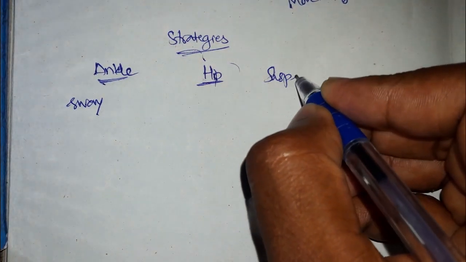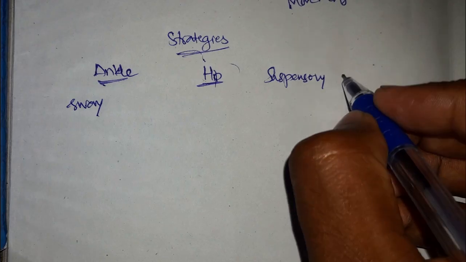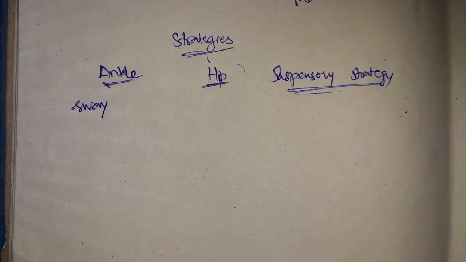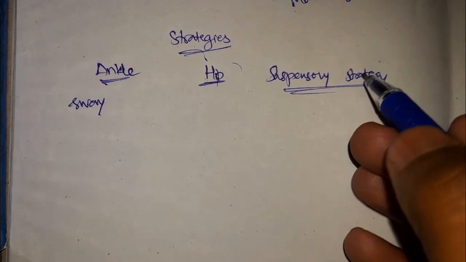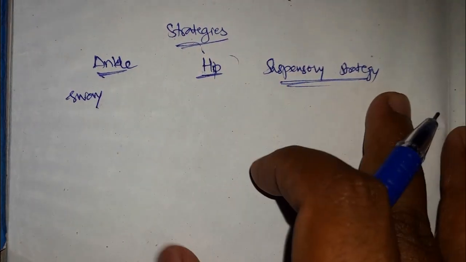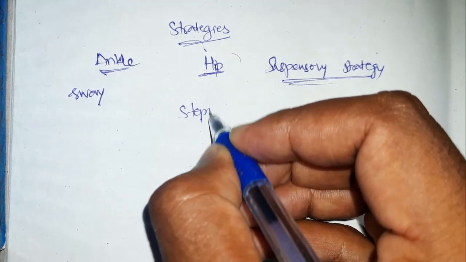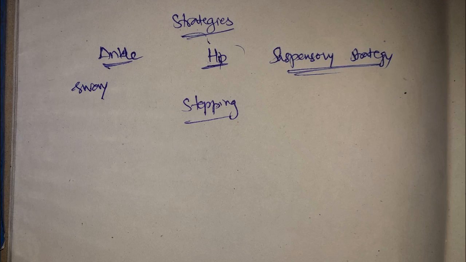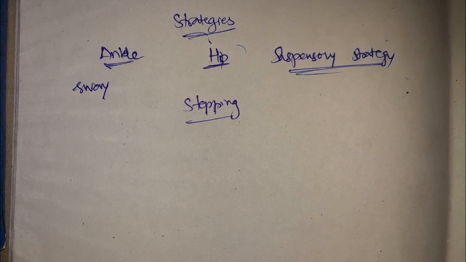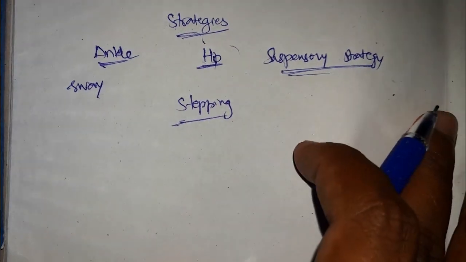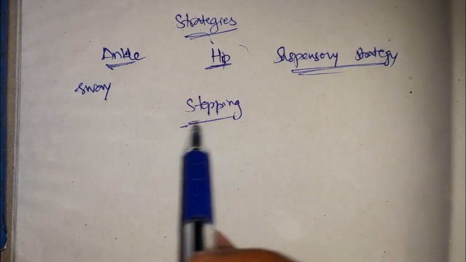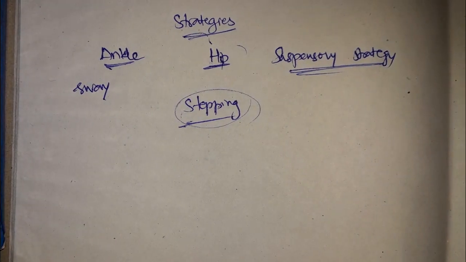Then the suspensory strategy: when we are suspended, which means when we are hanging, our knees automatically flex to lower the center of gravity, and then the balance is maintained. And the stepping strategy: when we attempt to fall, our feet automatically reach forward and our arms automatically go forward, so the base of support is increased and the balance is maintained. These strategies are done automatically.